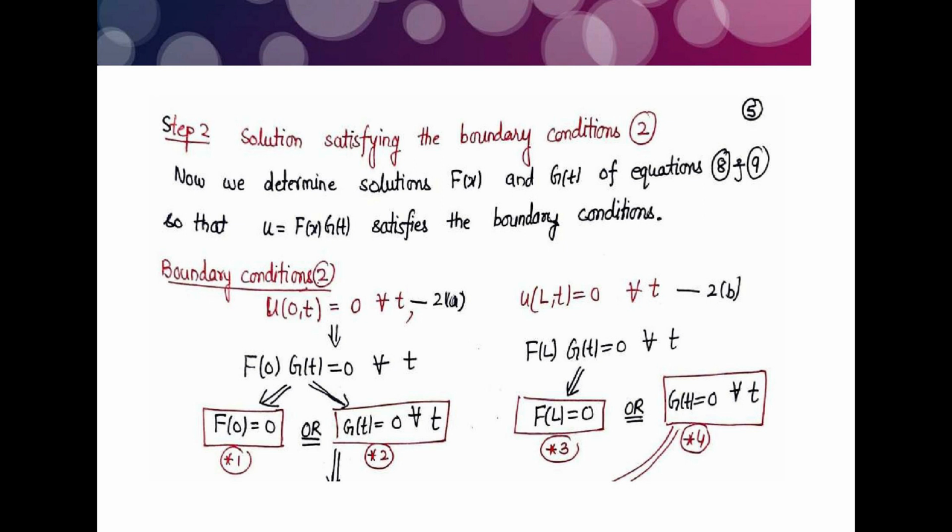Now come to equation number 2b, u of L comma t is 0. This implies F of L into G of t is 0 for all values of t. Now this implies again either F of L is 0 or capital G of t is 0 for all values of t. So we now have four conditions, star 1, star 2, and the second boundary condition gives star 3 and star 4. Now we simplify these conditions further.